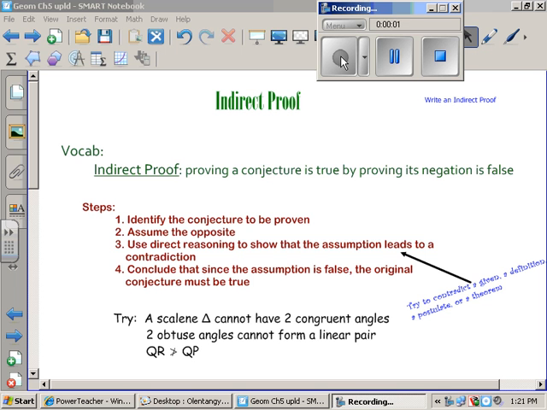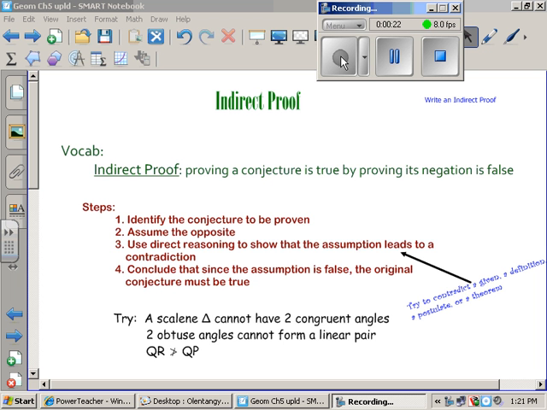Okay, our first target today is going to be identify an indirect proof. We aren't going to actually do indirect proofs, but we do want you to be able to come up with what you would do to use an indirect proof, or when you would use an indirect proof.